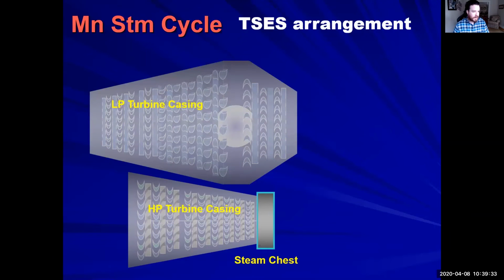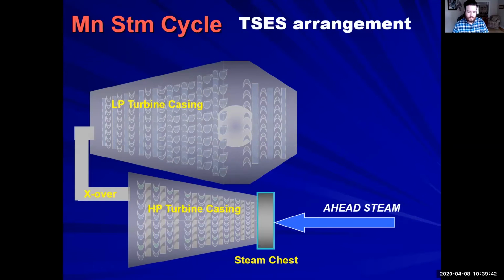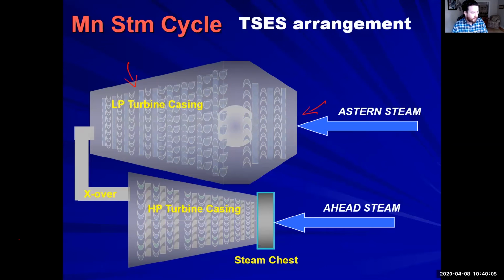So this is how we're actually arranged on board our vessel. We have a high pressure turbine casing and our low pressure turbine casing. Our head steam comes through our high pressure turbine casing first, and then it will cross over into the low pressure. But only astern steam goes into the low pressure turbine casing. It does not go into our high pressure turbine casing.